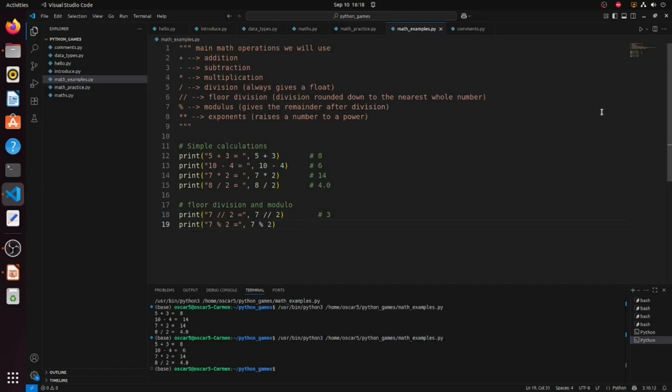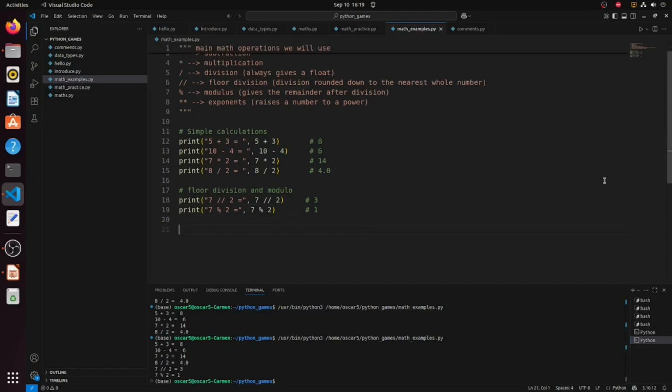These are actually really useful in games. For example, we can use modulo to decide whose turn it is. Like if the number is even, it's player 1's turn. If it's odd, it's player 2's turn.